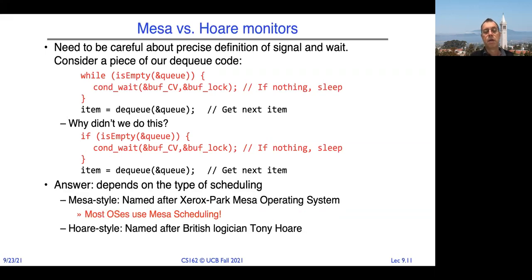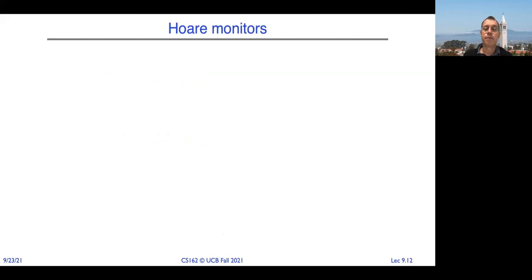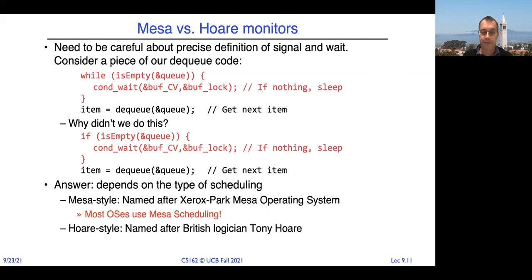There are two implementations. In one you have to use while, and in the other you can use if. The first one, which requires you to have while, is called Mesa style, because it was implemented in the Xerox PARC Mesa operating system, and this is what most operating systems use. The one in which you can use if is the Hoare style implementation, named after the British logician Tony Hoare.